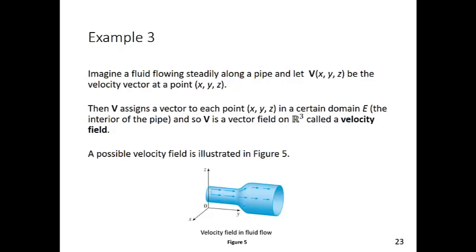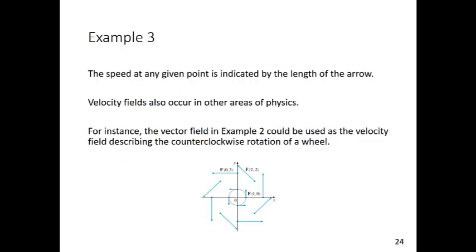You see a picture below in figure 5. Now the speed at any given point is indicated by the length of the arrow. And velocity fields occur in other areas of physics as well. For example, the vector field in example 2 could be used as the velocity field describing the counterclockwise rotation of a wheel.